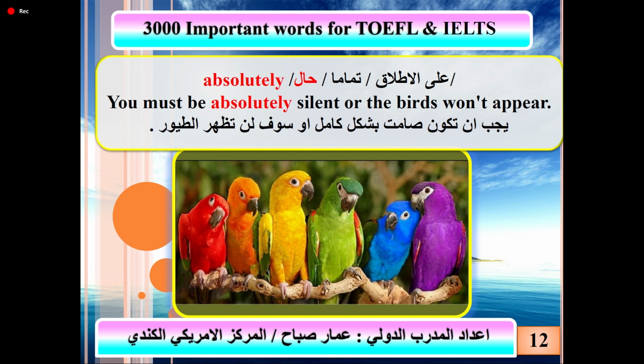Absolutely, بشكل كامل. I have answered the questions absolutely. أنا قد أجبت الأسئلة بشكل كامل. I have completed my job absolutely, أكملت عملي بشكل كامل. فالحال، شو يسوي هذا الحال؟ يعطيني معلومات أكثر عن الفعل. It gives me more information about the verb.